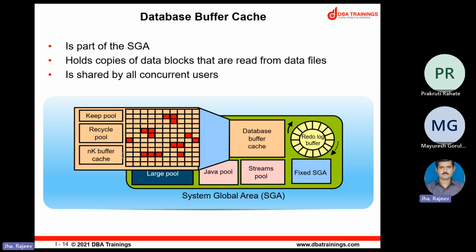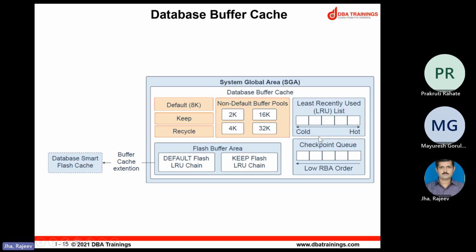Got it? So each non-default block size has its own pool, and the Oracle database will manage the blocks of this pool in the same way as the default pool. That's why we have non-default buffer pools. Here you can say the NK buffer cache, and that way you can use it. Got it? Like 2 KB, 4 KB, those are the non-default buffer pools we have.